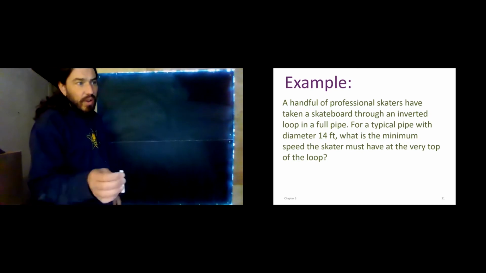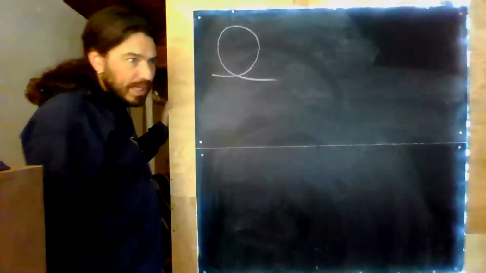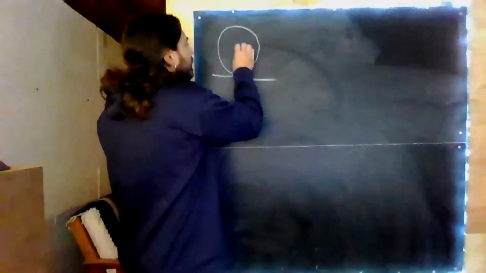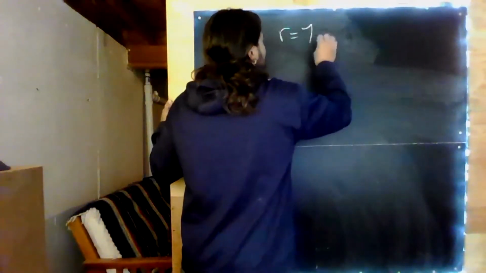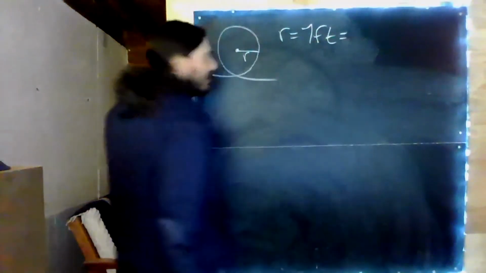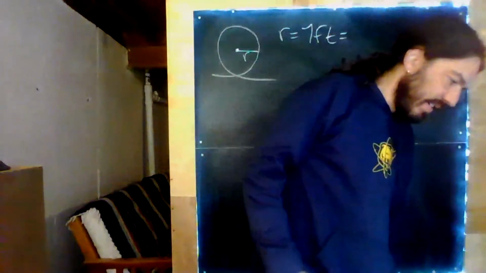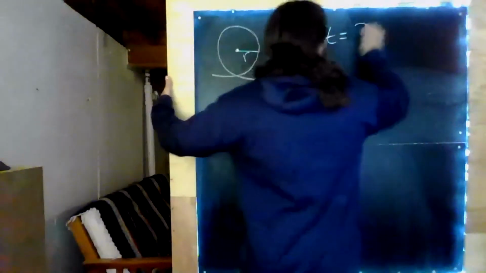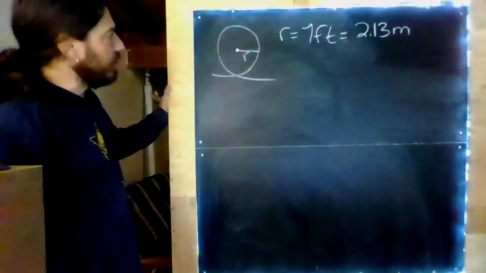Okay, so first let's draw a picture. A full pipe, so that would be like this. Typical pipe with a diameter of 14 feet. So that means we've got a radius of 7 feet. What's a foot? Let's convert that. How about 2.13 meters? Okay, so we've got a radius of 2.13 meters.